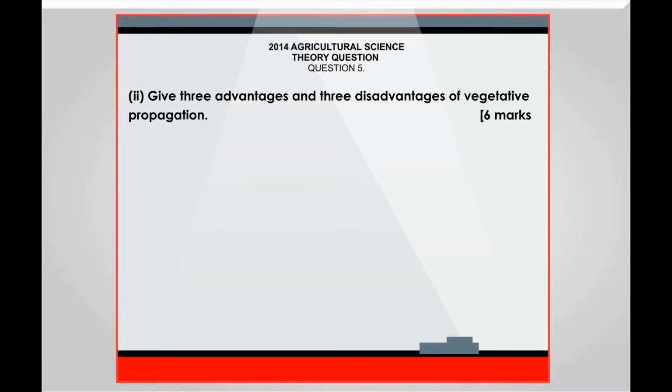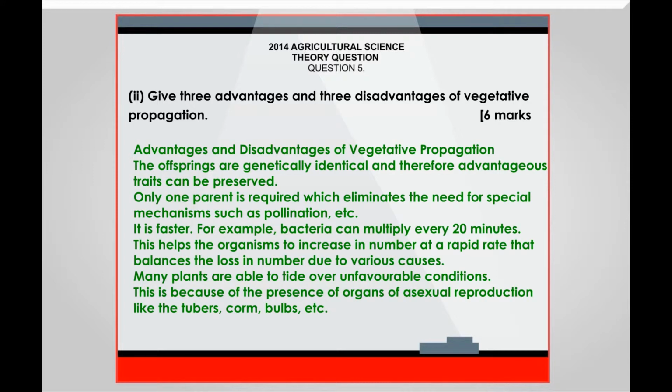Give 3 advantages and 3 disadvantages of vegetative propagation. Advantages. The offspring are genetically identical and therefore advantageous traits can be preserved. Only one parent is required, which eliminates the need for special mechanisms such as pollination. It is faster. For example, bacteria can multiply every 20 minutes.